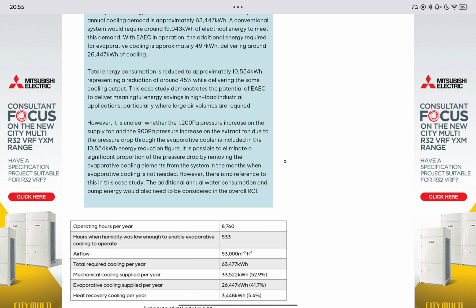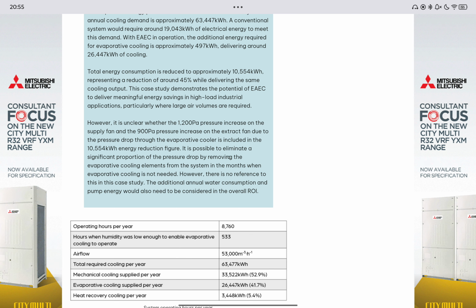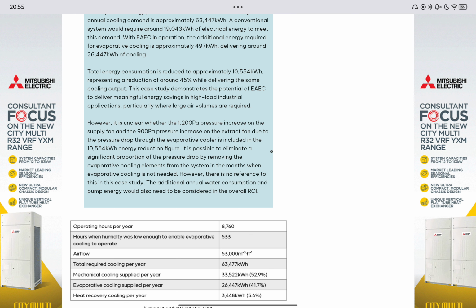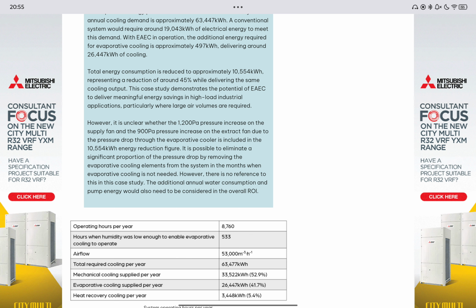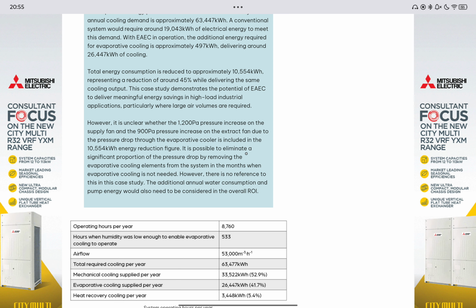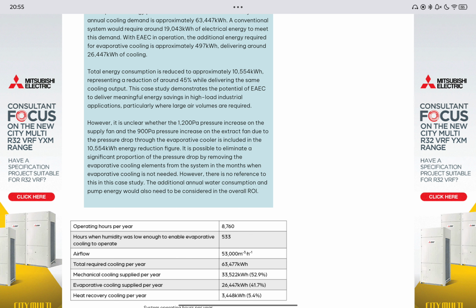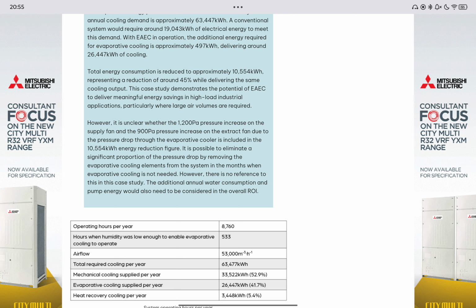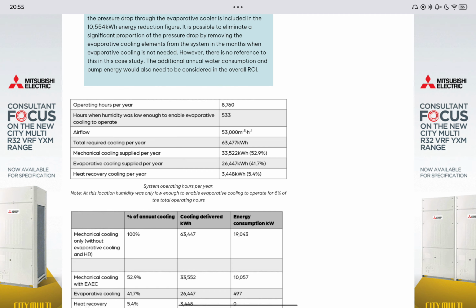However, it is unclear whether the 1,200 Pascal pressure increase on the supply fan and the 900 Pascal pressure increase on the extract fan due to the pressure drop through the evaporative cooler is included in the 10,554 kilowatt hours energy reduction figure. It is possible to eliminate a significant proportion of the pressure drop by removing evaporative cooling elements from the system in the months when evaporative cooling is not needed. However, there is no reference to this in the case study. The additional annual water consumption and pump energy would also need to be considered in the overall ROI, or return on investment.